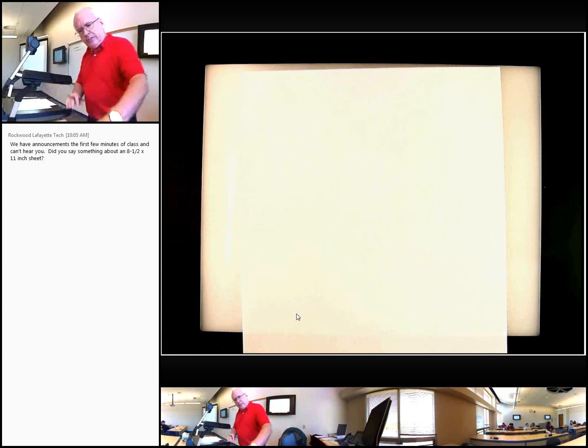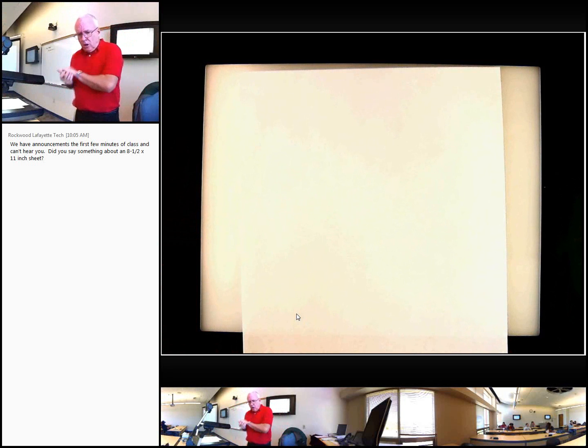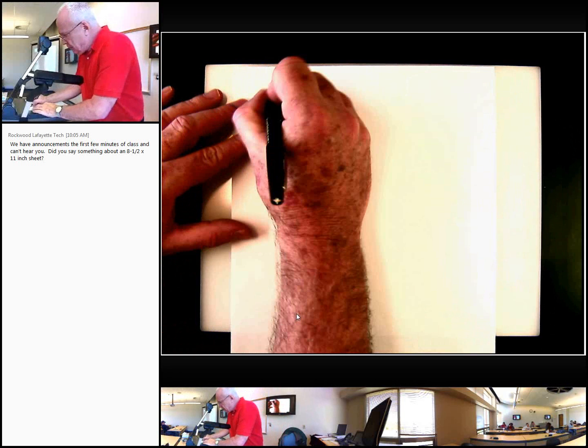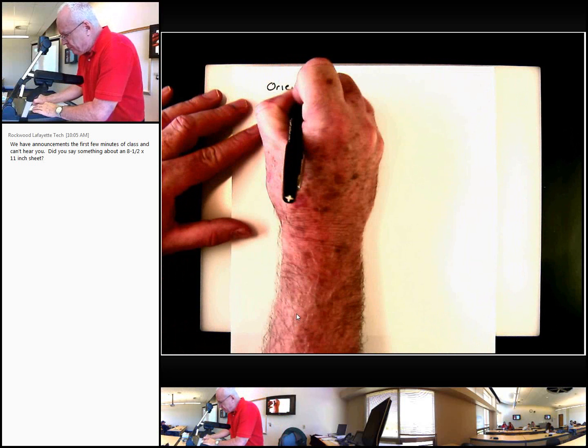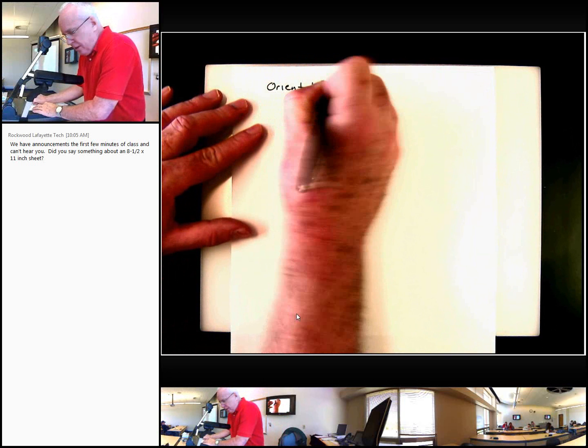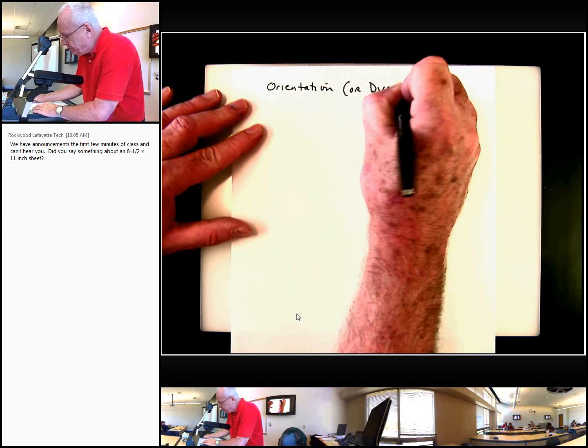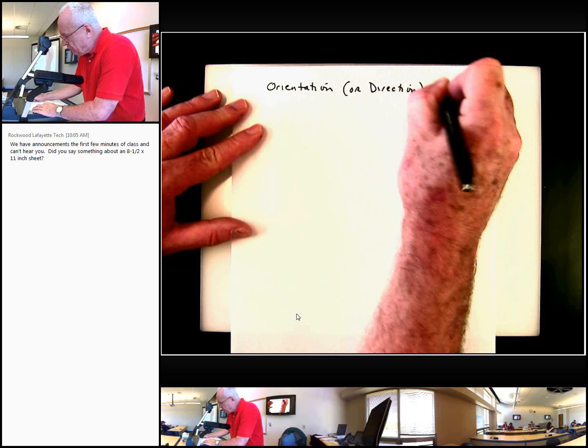A concept that we're going to see a little bit of is called the direction or orientation of a curve. And it's pretty intuitive. So orientation, another way of saying this is the direction of a curve.